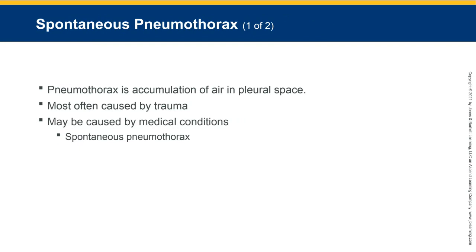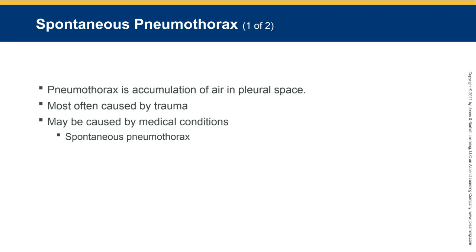Now, spontaneous pneumothorax. A pneumothorax is the accumulation of air in the pleural space. And the pleural space that we're talking about here is that membrane. The membrane around the lungs has an inner lining and an outer lining, and there is a space between these membranes. It's called the pleural space. So air can collect into that space and cause the lungs to collapse. It is referred to as a spontaneous pneumothorax when it is caused by a medical condition.